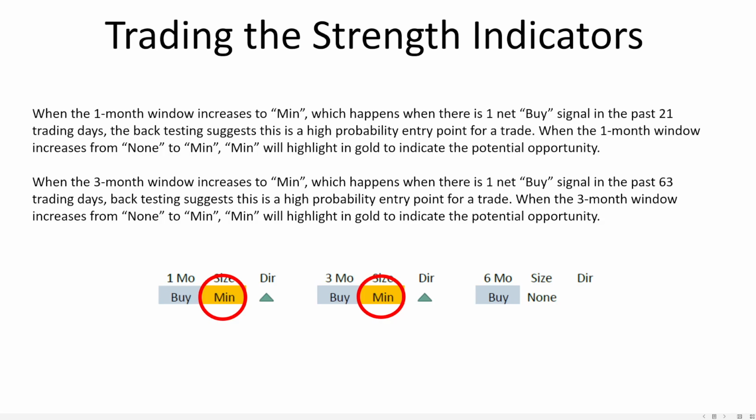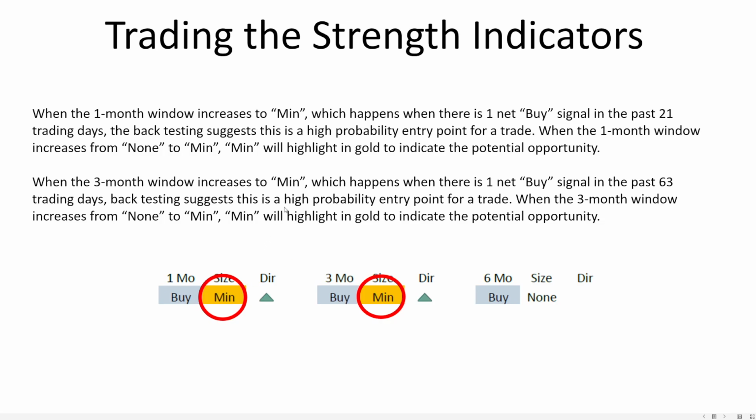If you haven't looked at the guidebook, there's a good description of this, but let's briefly review the key points. What we're going to be focused on is when the 1 month window increases to a min, which happens when there's one net buy signal in the past 21 trading days. Backtesting suggests there's a high probability for an entry point for a trade. When the 1 month window increases from none to min, min will highlight in gold, just as you see here, to indicate the potential opportunity.